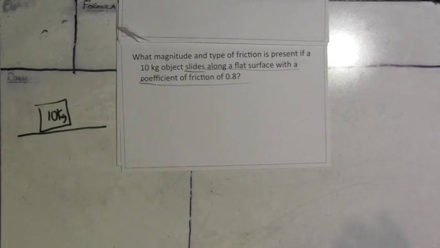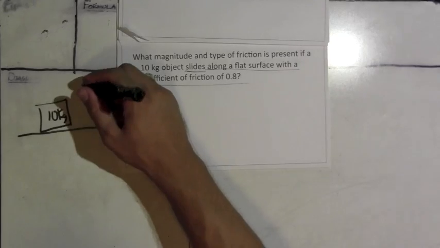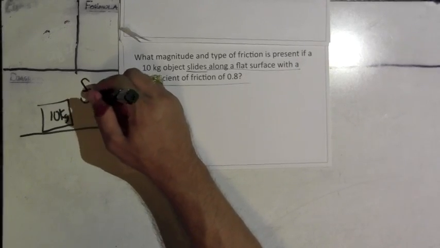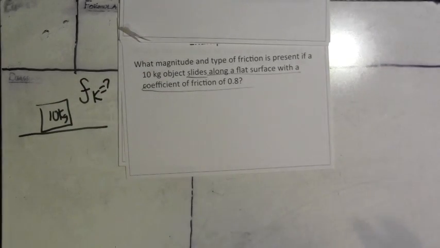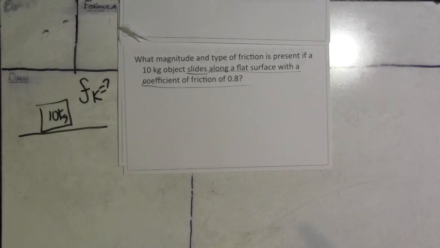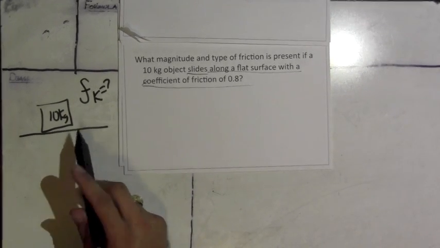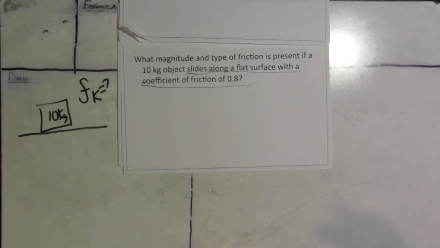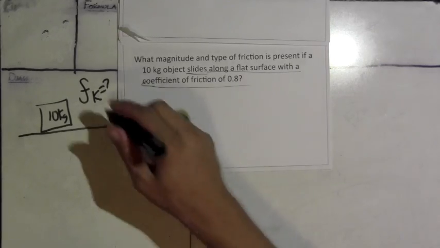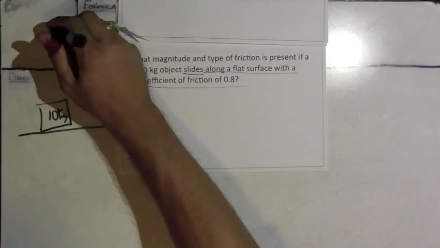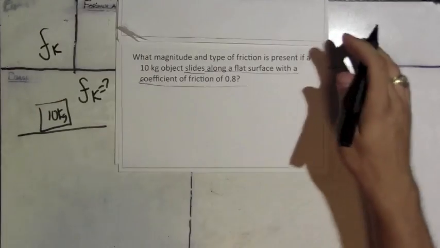The fact that it's sliding tells us automatically that the friction we're dealing with is kinetic friction. The reason we know that is because if it was rolling friction, obviously it wouldn't be sliding, and the fact that it's moving means that it can't be static friction. So now we know we're looking for Fk.